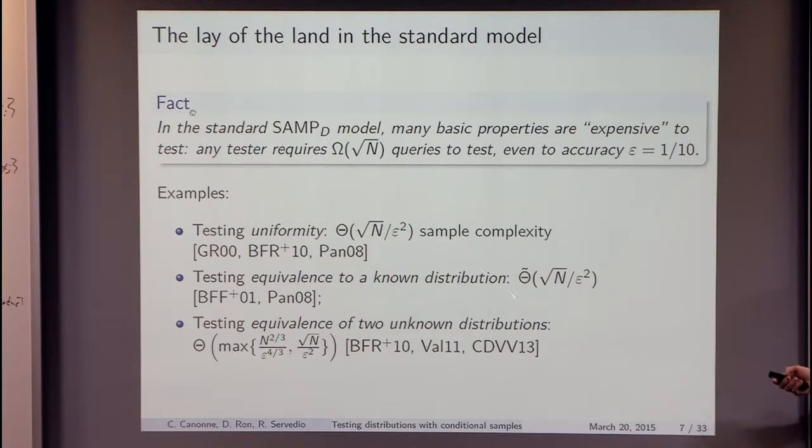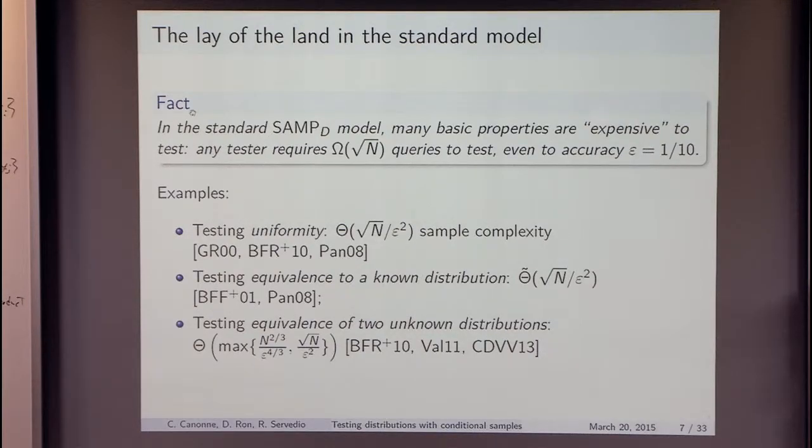Testing equivalence to a known distribution. Greg gave us tight bounds on that yesterday, so I should get rid of this tilde. Testing equivalence of two unknown distributions. We know what the sort of lay of the land is for these types of problems, and it's always somewhere in the polynomial regime, right? So square root of n is fantastic. It's a lot better than n. But if n is really, really colossal, it still may be too many samples, right? More calls to the oracle than you would like to make. So that sort of motivates this work.